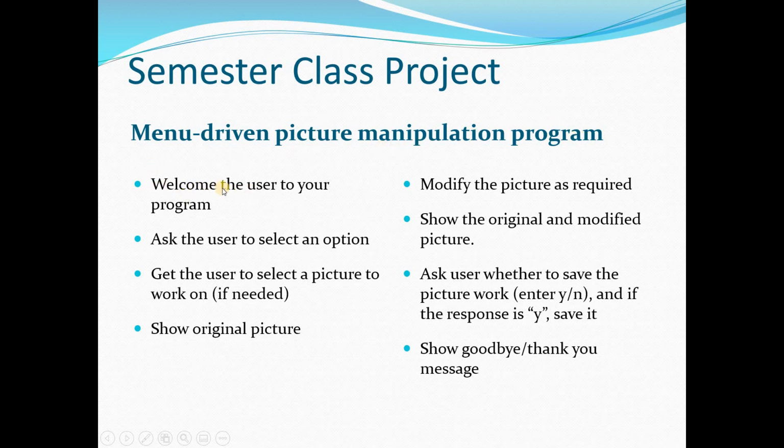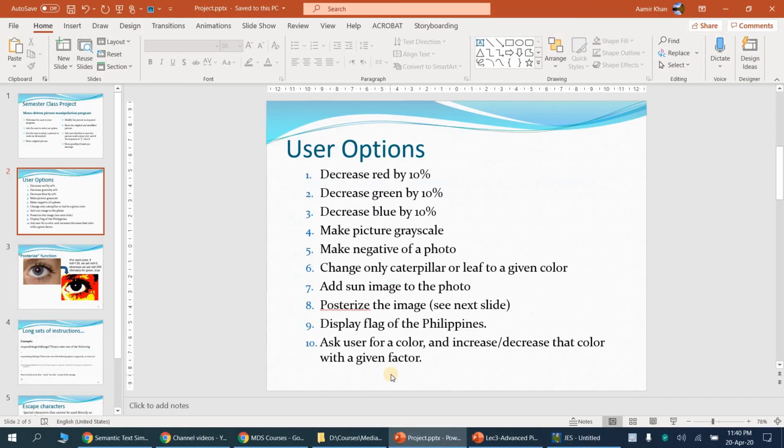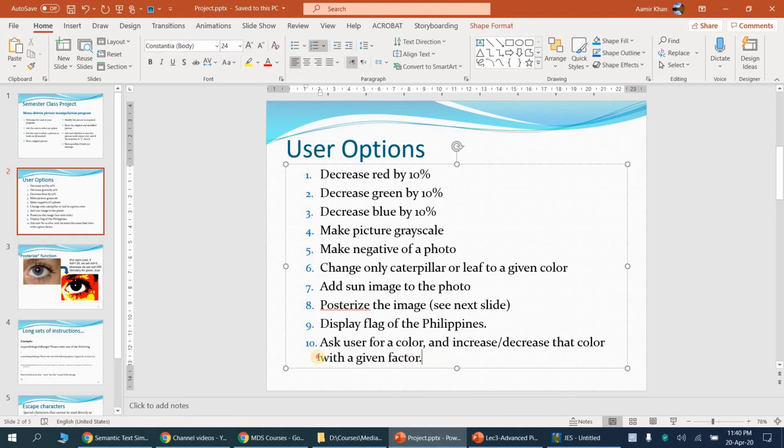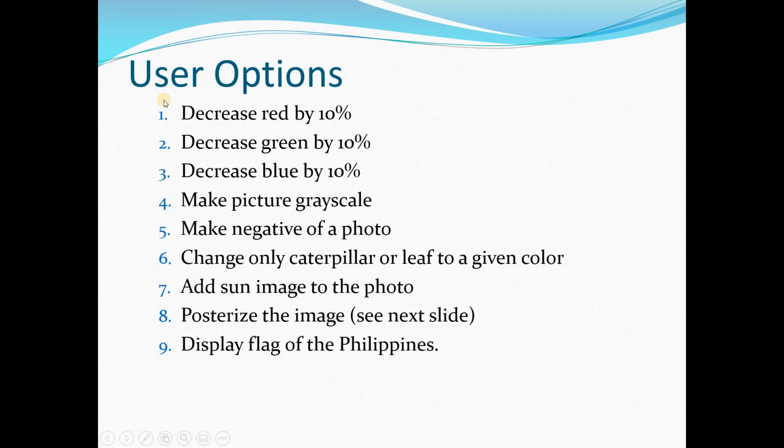You start the program with a welcome to the user, and then you ask the user what they want to do. There will be a lot of options given. On the second page I have given all these options. Overall there are 10 options. Okay, there is some mistake over here, let me correct it. This option is already above. So 9 options are there.